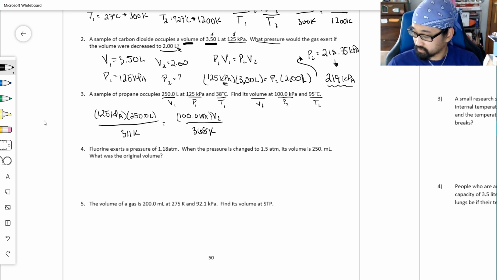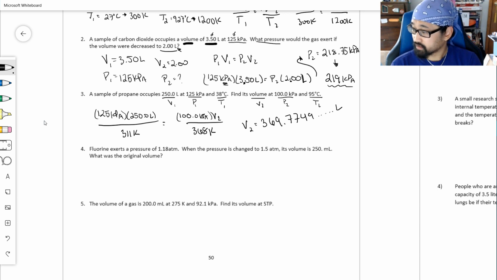And now, doing the math, 125 times 250, over 311, should get that V2 equals 369.7749 liters. Okay, our units for volume are liters.